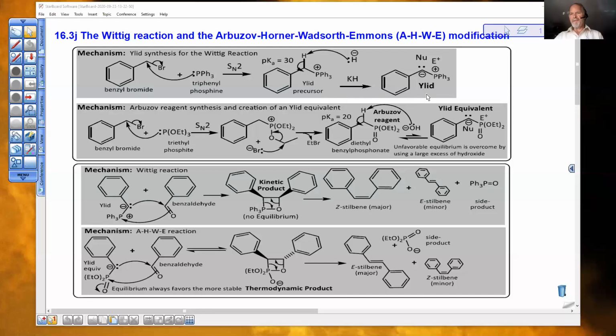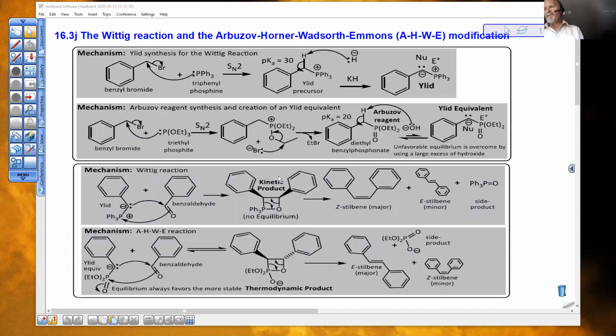The definition of an ylide is quite simple. It's a species that has an anion on an atom adjacent to a cation. I could paraphrase that as a vicinal anion-cation pair. And that's an ylide. We're going to make an ylide equivalent down here using the Arbuzov synthesis. Arbuzov is the gentleman that gave us the chemicals that we can use in the Horner-Wadsworth-Emmons reaction. Most textbooks and literature sources don't give Arbuzov the credit he deserves. But without him, there is no Horner-Wadsworth-Emmons reaction.